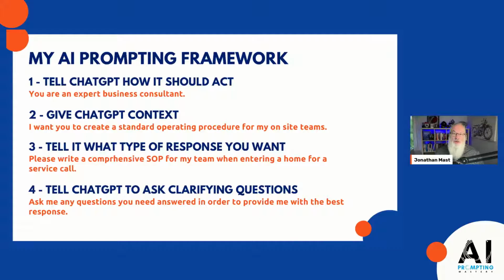So what does this look like? Let's put it all together. Remember, we're ABC Roofing for the example here, and we're trying to figure out how we can create a standard operating procedure for our teams when they're arriving on site at a residence for a service call. We're going to start off by saying you're an expert business consultant. Number two, I want you to create a standard operating procedure for my on-site teams. Number three, please write a comprehensive SOP for my team when entering a home for a service call. And number four, please ask me any clarifying questions you need answered in order to provide me with the best possible response. Now, what you see in orange there is the prompt, and that's what we're going to type in.